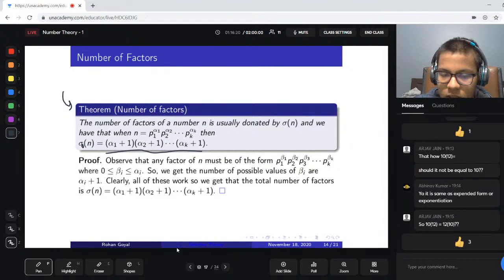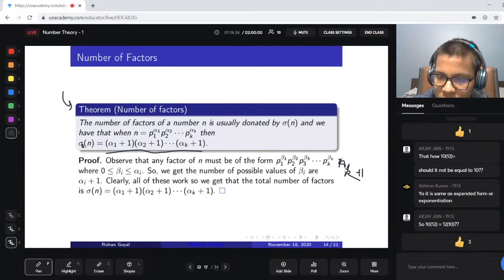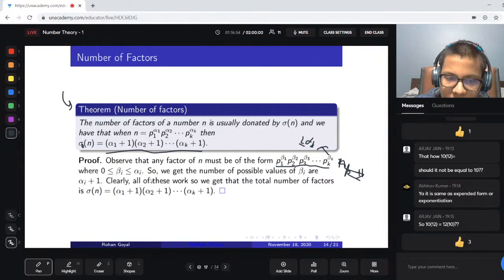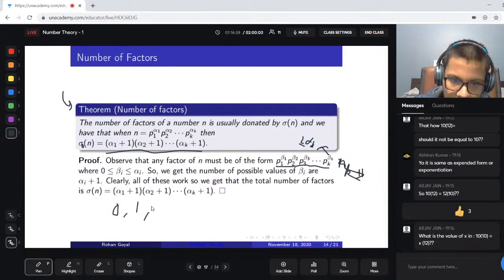How do we prove this? See, any factor of n must be in this form only, because if some other prime appears here, then it won't be a factor, right? So every factor must be in this form, and every power must be less than or equal to the corresponding power. So bi is less than or equal to alpha i, and it can be 0. So bi can take alpha i plus 1 values, that is 0, 1, 2.